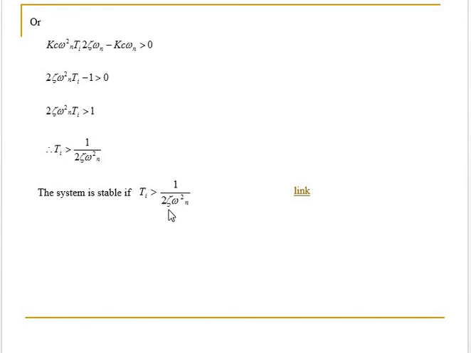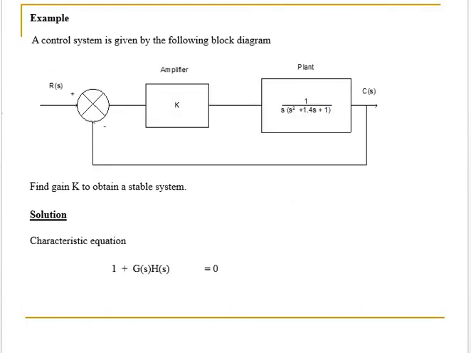Zeta is the damping ratio of the system, and omega_n is the natural frequency of the system. Okay, that is the condition needed in order for the system to be stable. Okay, this is the first example, and then we look at another example.